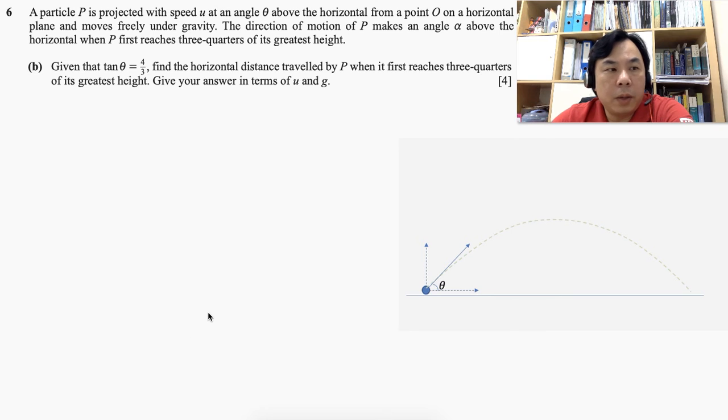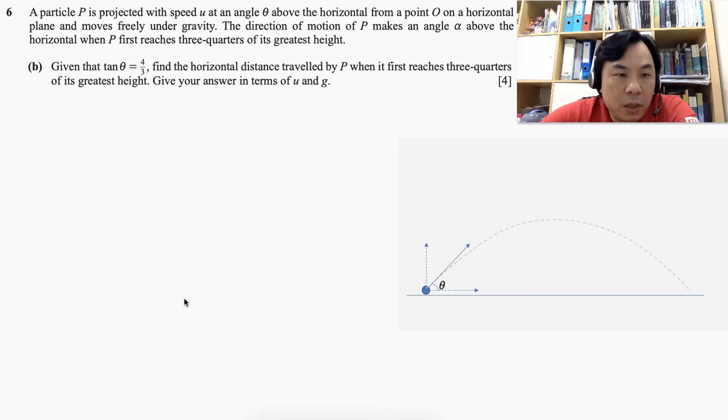All right, we are back. Let's look at the second part of this question 6. Given that tan theta is equal to 4/3, we need to find the horizontal distance traveled by P when it first reaches 3/4 of its greatest height. I'll give the answer in terms of u and g.